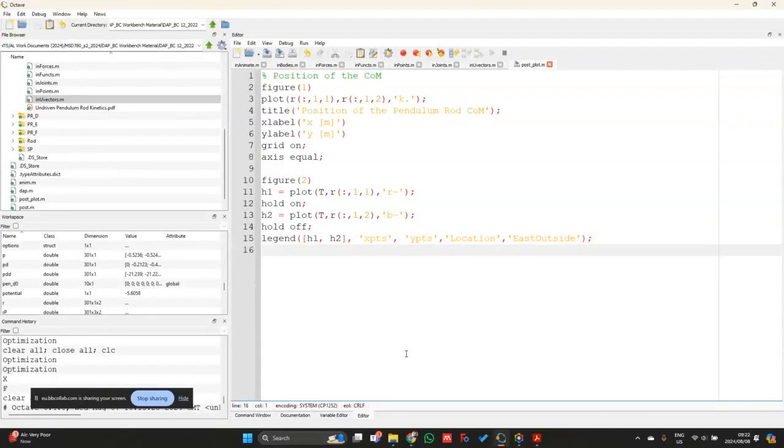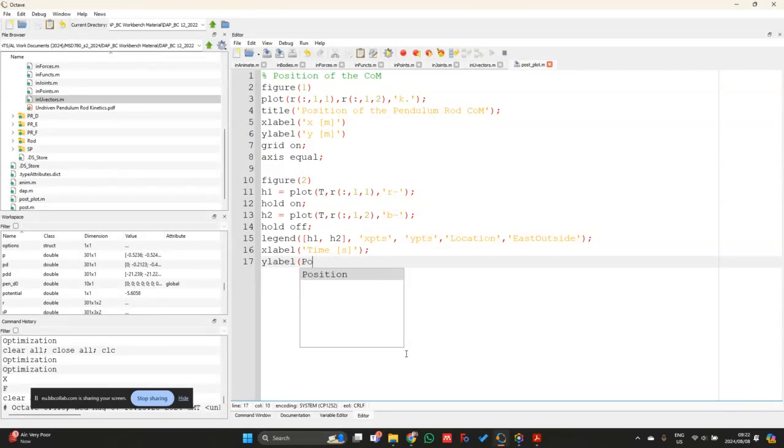So once that is done, then I can just add perhaps an x label as well. I'm just going to call this time in seconds. Y label we can make, say, position in meters. So I'm just going to say position meters.